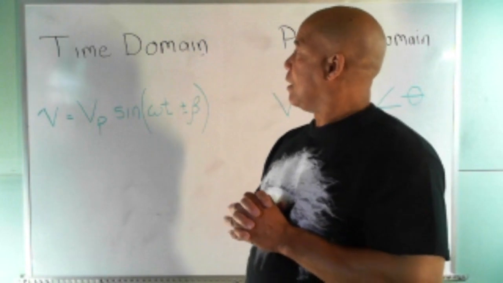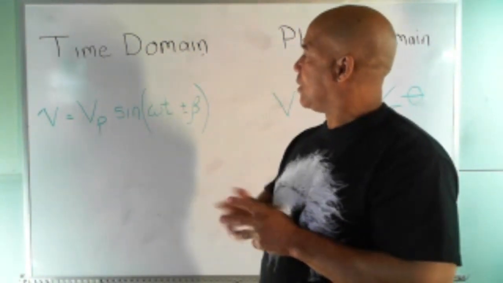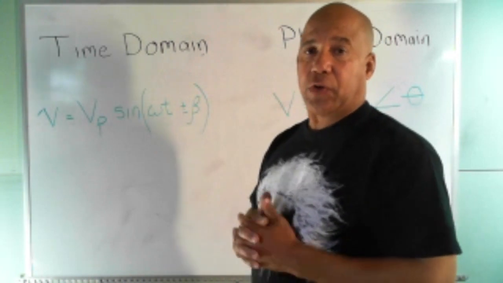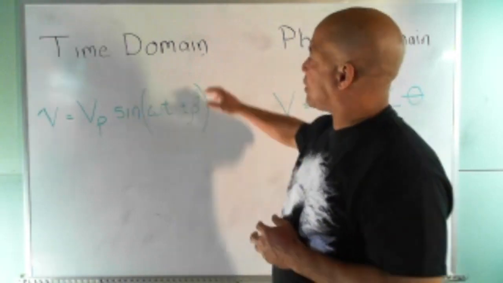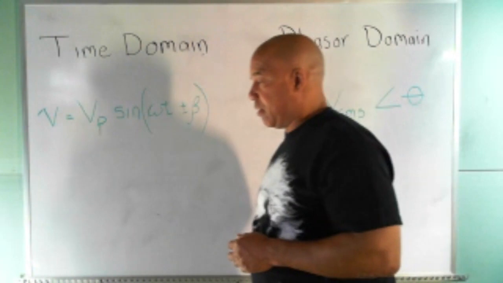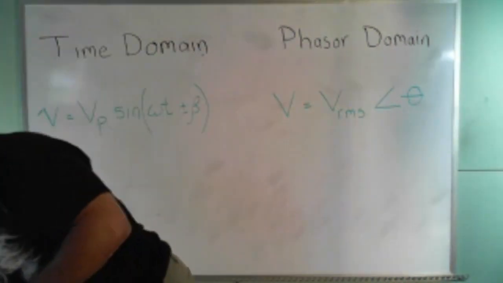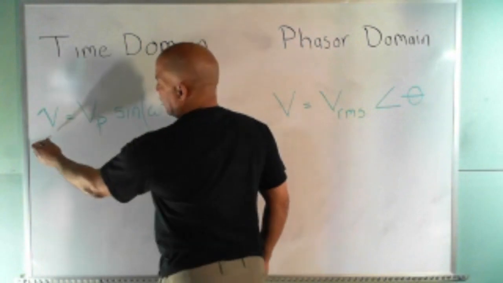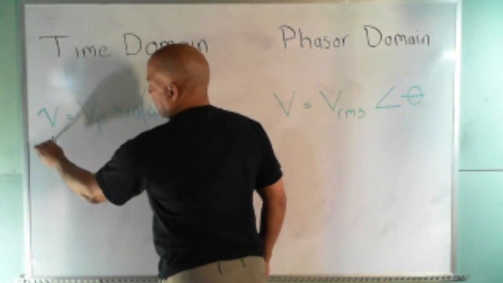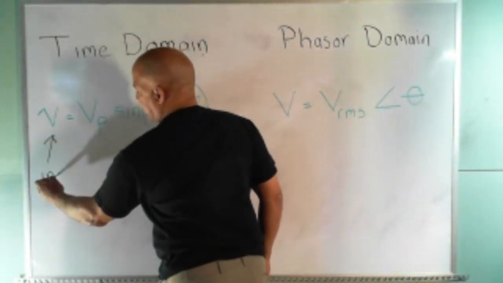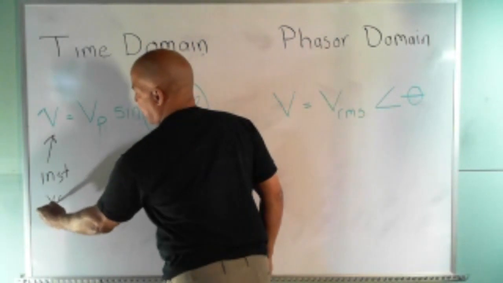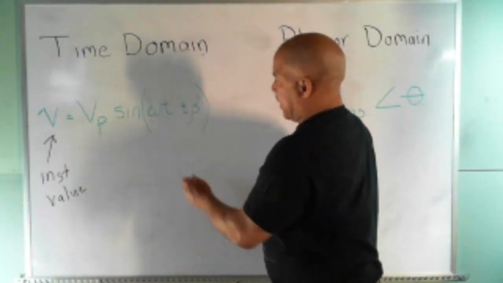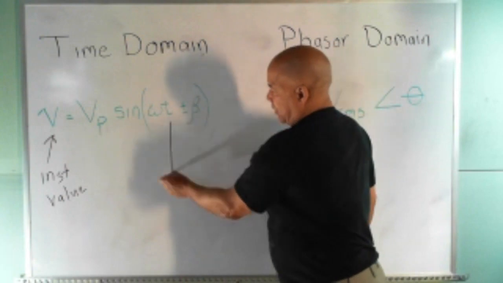When we started the class, we developed this form of representing an AC waveform, voltage or current, using what we call time domain. I'm sure you know by now, but we'll review it just in case, that we have here the instantaneous value, and basically this t is the independent variable.